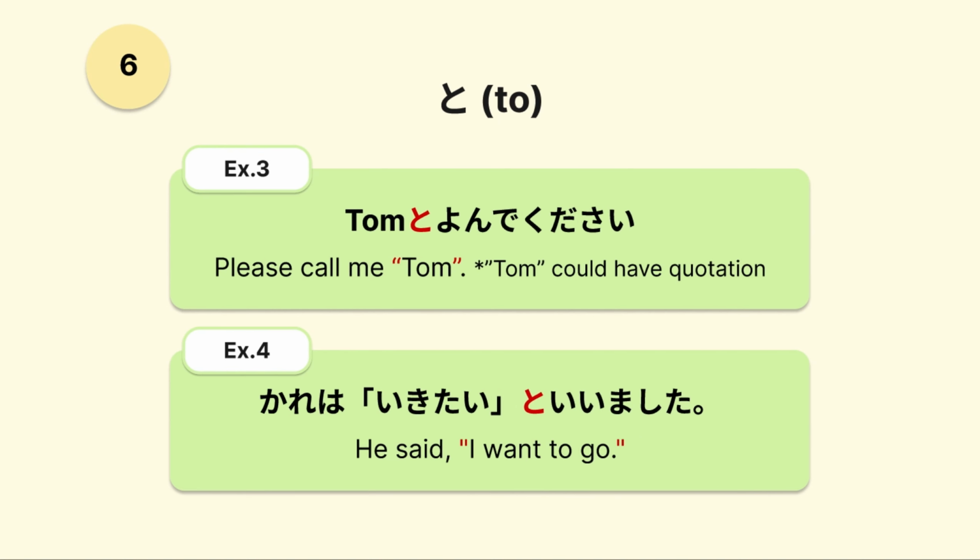Example 3. Tomと呼んでください。Please call me Tom. Tom could have a quotation in this case. So, Tomと呼んでください。Example 4. 彼は行きたいと言いました。He said, I want to go. I want to go is a quotation, so we need to after the quotation.